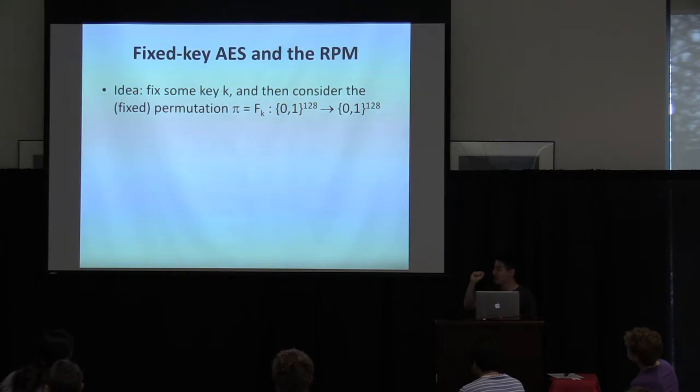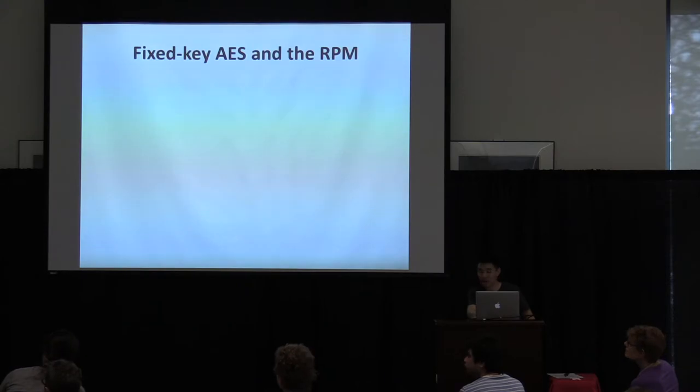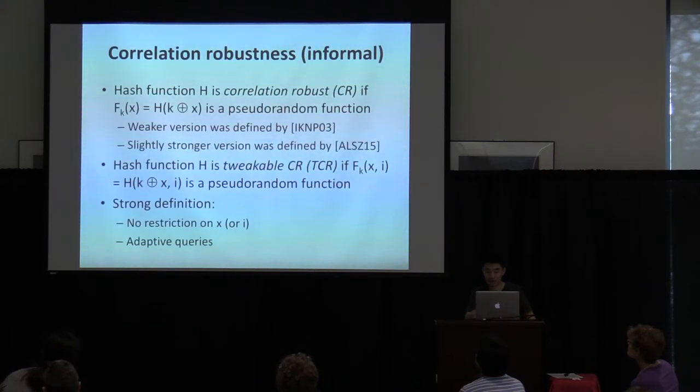So the idea is that essentially, if k is private, it's a pseudorandom function from 2k bits to k bits.